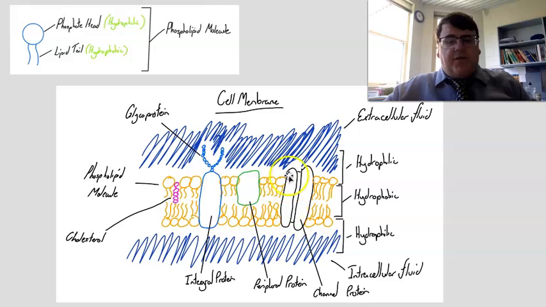We have the channel protein over here. The channel protein is another type of integral protein, and as you can see here, it's got a hole which allows some particles to move through. So this is one of those transport proteins we were talking about before. That's responsible for making the membrane selectively permeable.